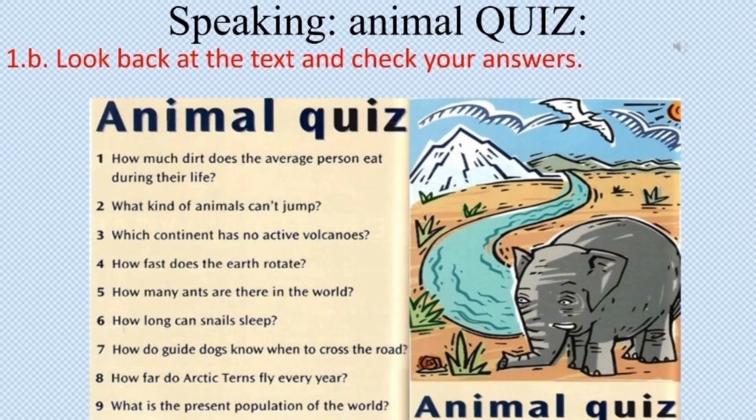Okay, let's check the answers together. I'll read each question, and I want one pair to tell us the correct answer. And maybe someone else can confirm where in the text they found it.